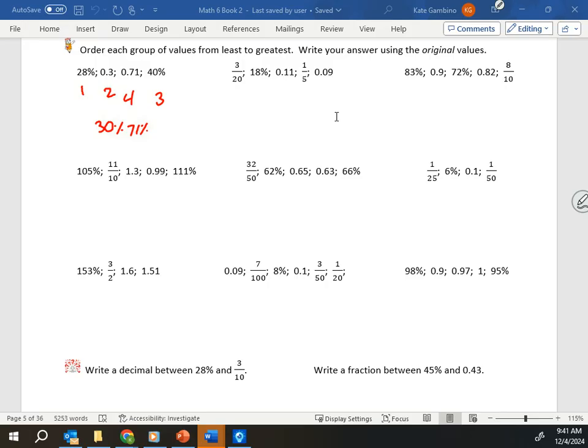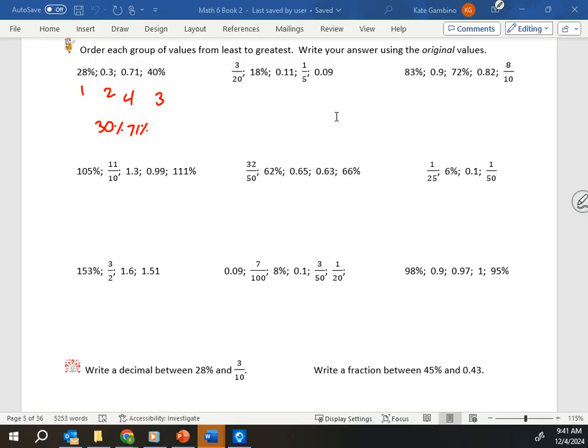Here I have fractions, percents, and decimals. My goodness, there's so much lumped in there. How do I know what's the smallest and what's the biggest number? I'm going to convert them. Again, you can convert to whichever one you want. Which one would you want me to convert to, Adeline? Percents. So 3/20ths would be what percent?